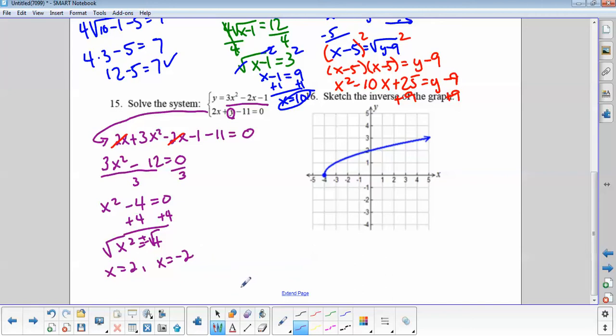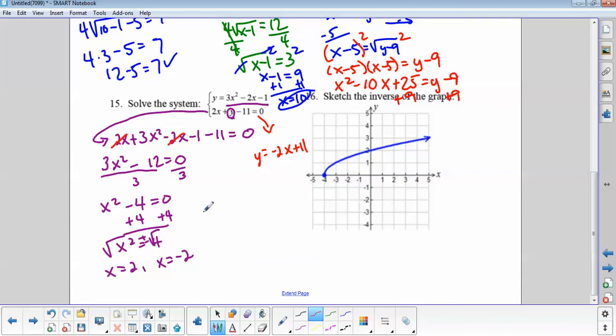So then you need to find the y values by plugging back in. And you can plug back into either equation. The second equation might be easier because it doesn't have a squared, it's not quadratic. So the second equation, if I were to move the 2x and the 11 to the other side, the second equation would be y equals negative 2x plus 11.